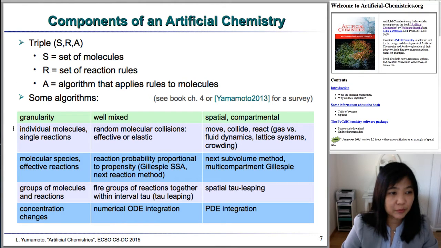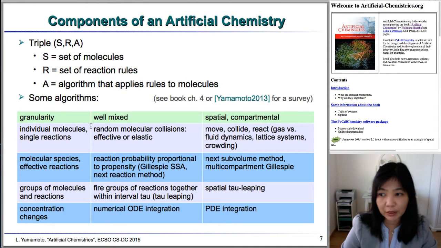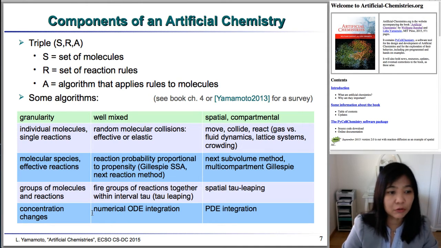Regarding the algorithms, depending on the granularity, from individual molecules to very large amounts of molecules, or whether the system is well mixed or spatial, then we choose the algorithm. Would you like to take into account the stochastic effects, or on the other hand, would you like to look at the system from a macroscopic perspective, from an ODE or PDE point of view, the ordinary differential equations, which are integrated deterministically?